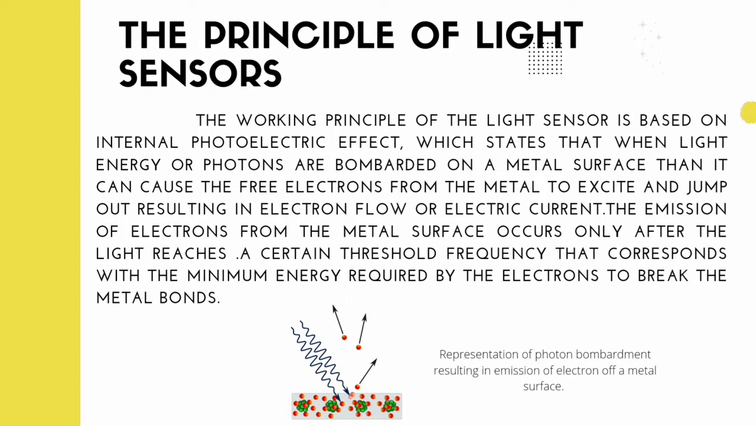Principle of light sensor. The working principle of the light sensor is based on the internal photoelectric effect, which states that when light energy or photons are bombarded on a metal surface, it can cause free electrons from the metal to be excited and jump out, resulting in electron flow or electric current. The emission of electrons from the metal surface occurs only after the light reaches a certain threshold frequency, which corresponds with the minimum energy required by the electrons to break the metal bonds.